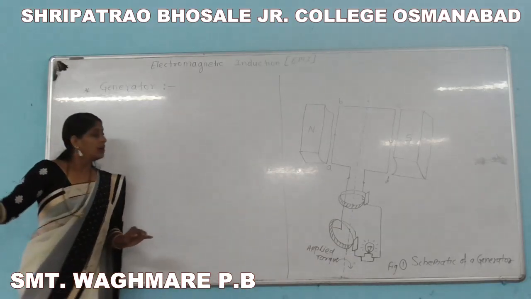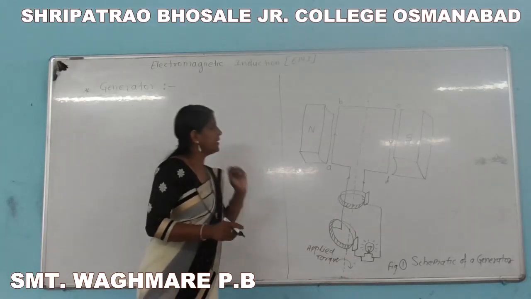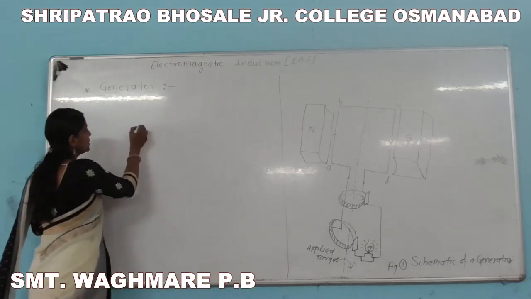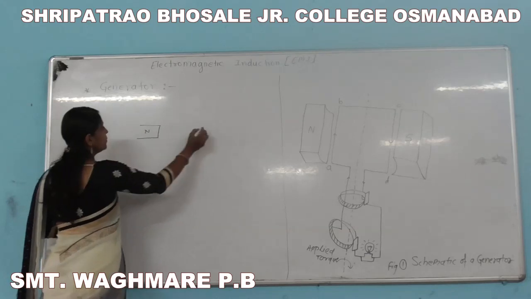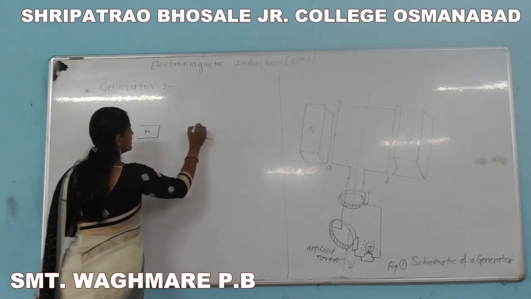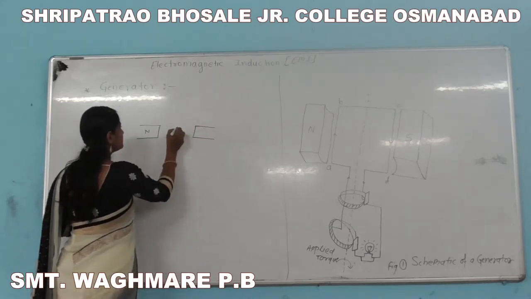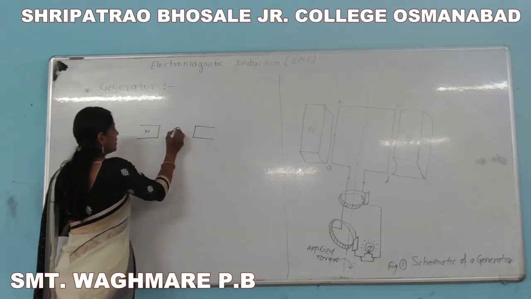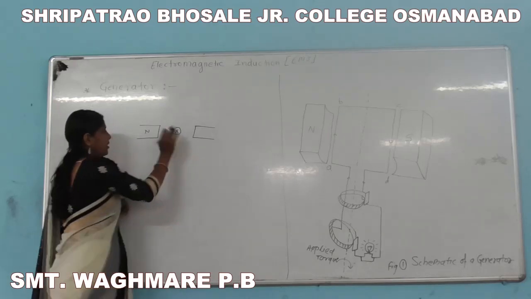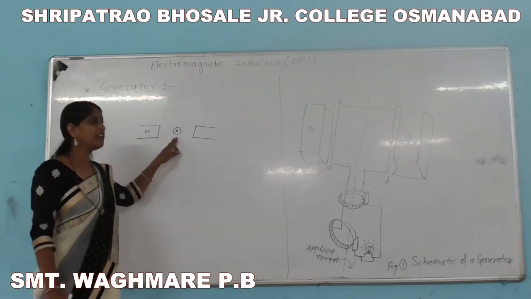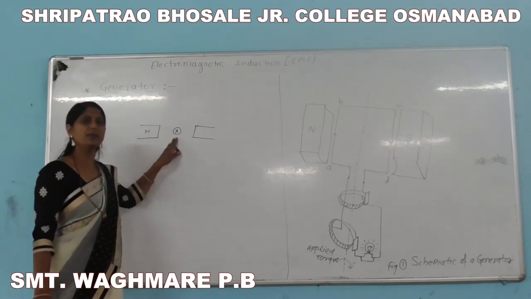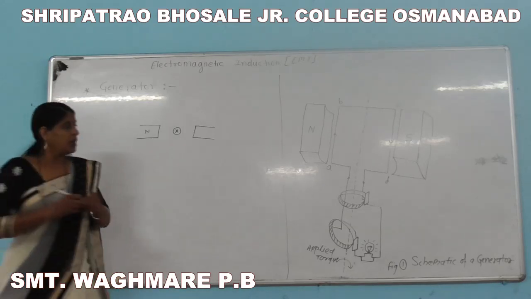Now we can say that, suppose this is the N pole, this is the S pole. This symbol indicates that the direction of EMF is inward to the plane of paper.